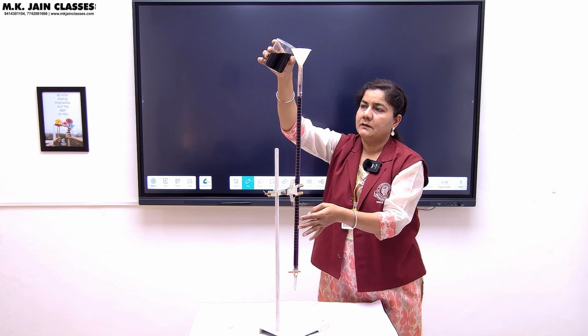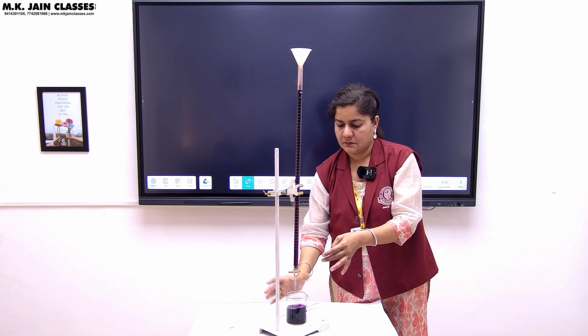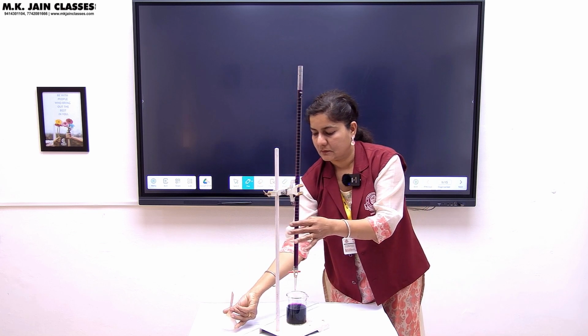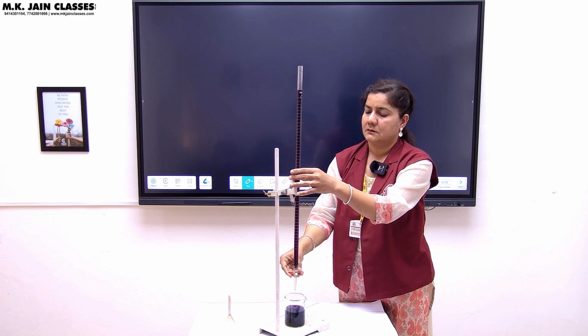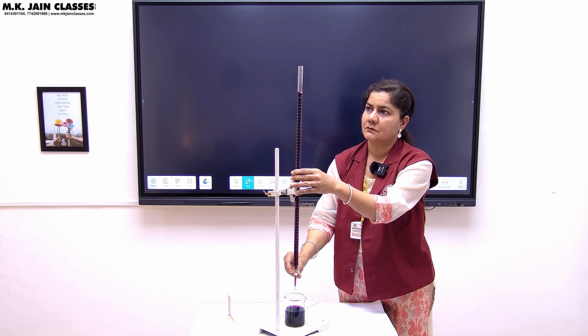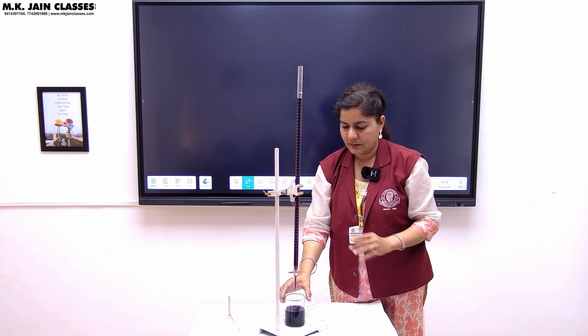Now, by filling the burette, remove the funnel first and then decant some KMnO4 to get the 0 point. Now very slowly, drop wise. Now the burette is on 0 marking. Now our burette is ready for the titration.